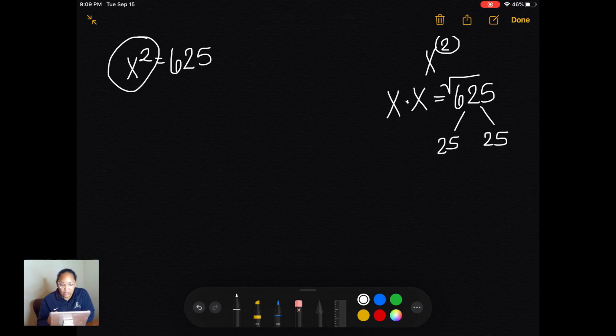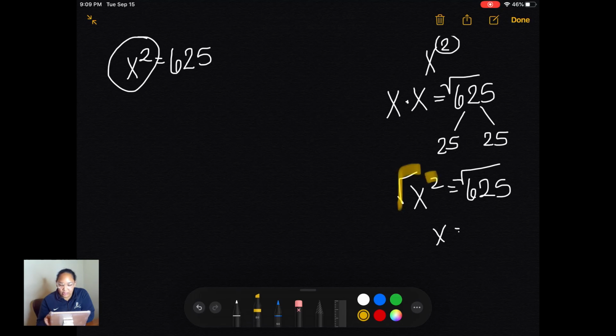So x squared equals 625. You would square root both sides to get rid of the square, and then x would equal 25. Alright, so that is what you need to know for that.